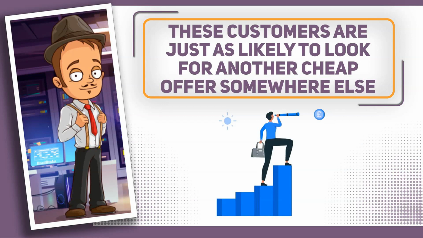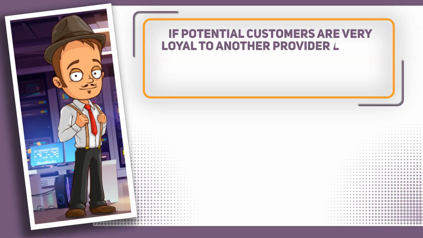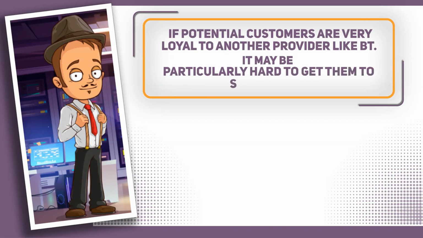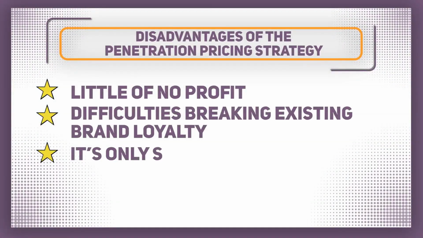Let's face it, some people love to shop around, and they always want a bargain. You might get whatever cereal brand is on offer at the time, or, like me, you may be loyal to a certain brand and only ever buy, for example, Kellogg's Crunchy Nut, regardless of the price being charged. If potential customers are very loyal to another provider, like BT, who they have been with for years, it may be particularly hard to get them to switch over. For example, would you stop getting KFC just because there was a cheaper fried chicken place that's just opened up in town? Probably not.